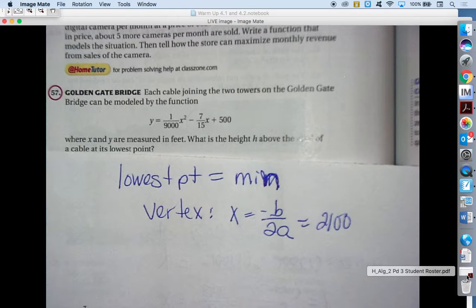But you have to take that answer and plug it back into the equation to get the y, because the y is the minimum or the maximum part. So it's a two-step problem. Like you get x, but you have to use x to find the minimum or the maximum.